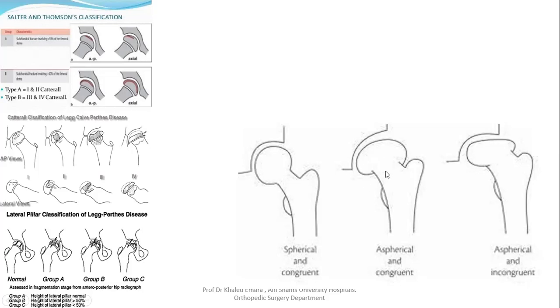So in aspherical and congruent, we do valgus and rotation osteotomy, and aspherical and incongruent, we do also valgus and rotation osteotomy to bring the friction away from the acetabulum and correct the varus deformity and the limb length discrepancy. While in spherical and congruent, they need no treatment.